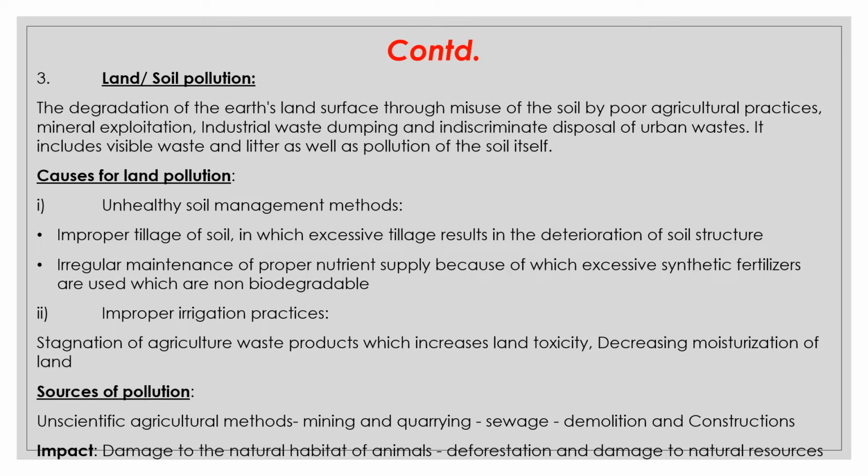And the impact: damage to the natural habitat of animals. So forest area gradually decreases, so it is dangerous for the habitat of animals. Deforestation and damage to natural resources. So deforestation happens gradually when land gets polluted and it is damaging to natural resources. When forest cover decreases, water bodies also decrease, right? Rivers, streams, lakes will decrease. So it is dangerous for human beings and animals.